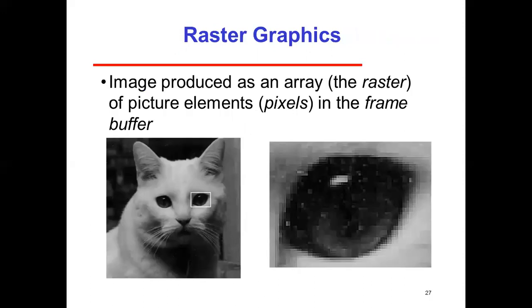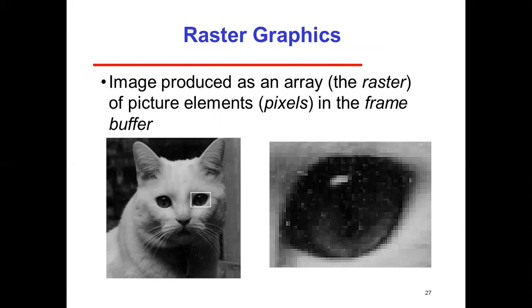Now you can see an example of raster graphics. This is a picture of a cat. The image is produced as an array. In the other picture you can see the image of the cat in the form of picture elements. These picture elements are nothing but the pixels in the frame buffer. So pixels are stored in the frame buffer as an image. In the second diagram you can find a number of pixels, or picture elements, and we can find the same image.